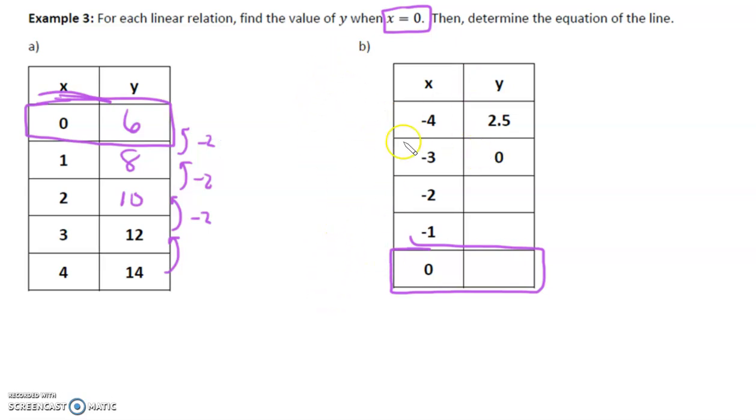Now B. Actually, let's finish A. We'll pattern B in a second. So our y-intercept is 6, and our slope is what it goes up by, so it's going up by 2. So our equation here is y equals 2x plus 6.